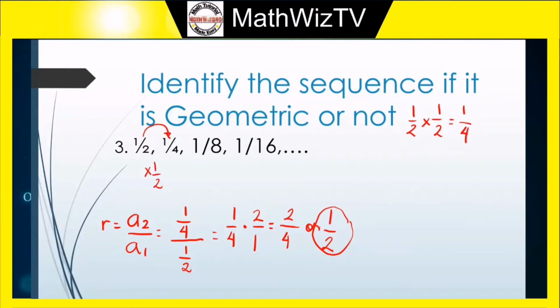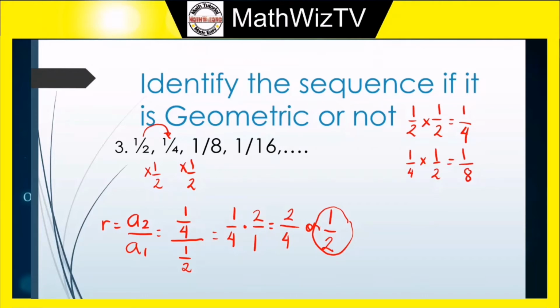So since this is 1/4, we can continue the process until we are done with 1 over 16. Now, let us try again. Second term multiplied by our common ratio, which is 1/2. 1/4, which is our second term, multiplied by 1/2, which is our common ratio, to get the next term. So, again, numerator to numerator, 1 times 1 is equal to 1. 4 times 2 is equal to 8. So therefore, our third term is 1/8.